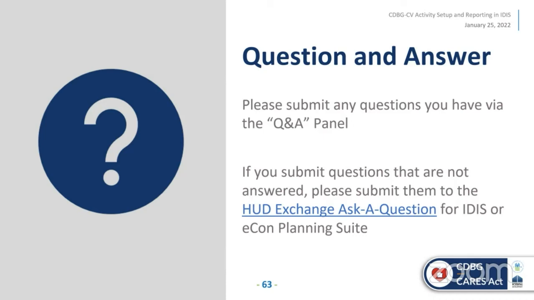Here's a question: is the timeliness ratio calculated with CV funds and regular year funds? It's just on a grant basis for CV, based on how much you're spending in terms of expenditures.